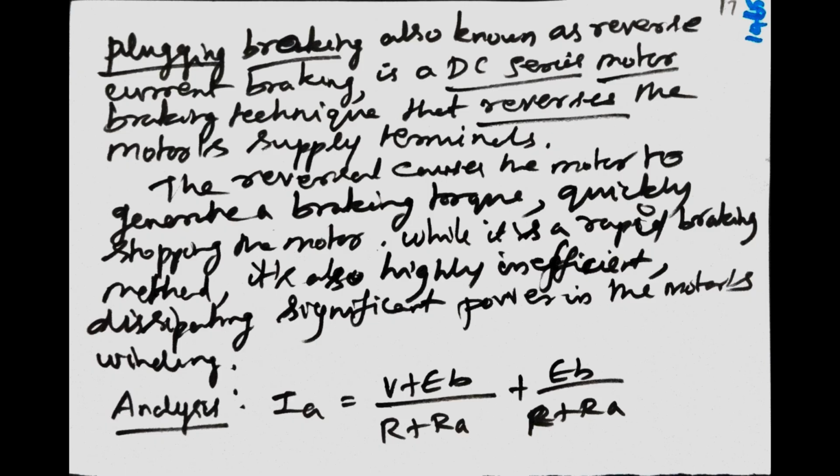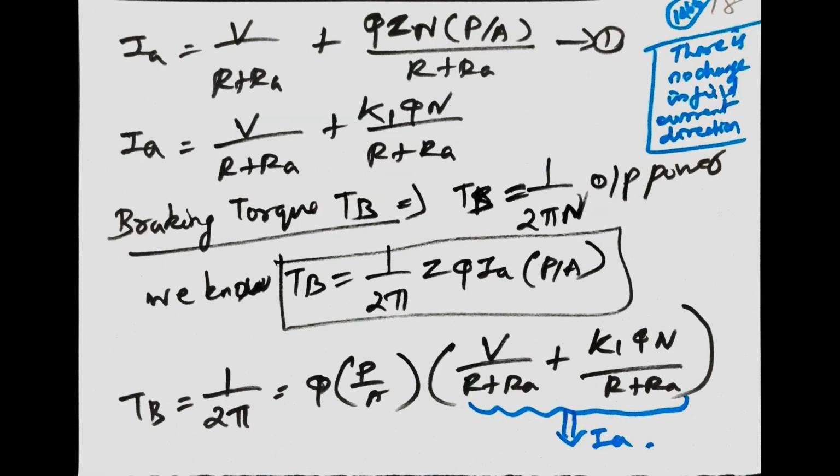TB is 1 over 2 pi times phi Z (P by A) times V divided by (R plus RA) plus K1 phi N divided by (R plus RA). For TB we find 1 divided by 2 pi times phi Z P divided by A times V divided by (R plus RA) plus phi Z P divided by A times N divided by (R plus RA). K1 is Z into P by A. Put this K1 value in, and we obtain the TB equation.